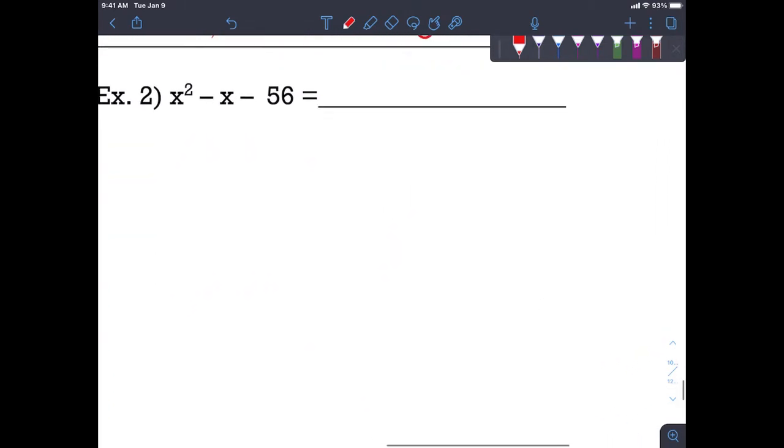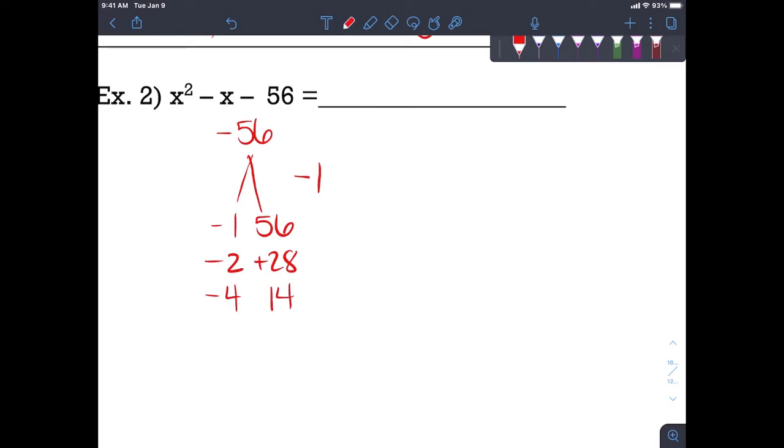All right, next one. So I don't see anything in common, so I'm going to multiply a times c. I need two numbers that will multiply together to give me negative 56, but when added together will give me negative 1. So this tells me there's one positive, one negative, and that the negative is larger. Now this one right here is positive 1, so I'm going to flip it around. And there are my answers.